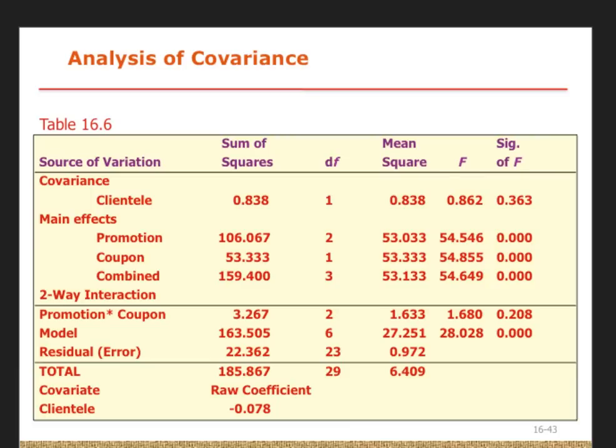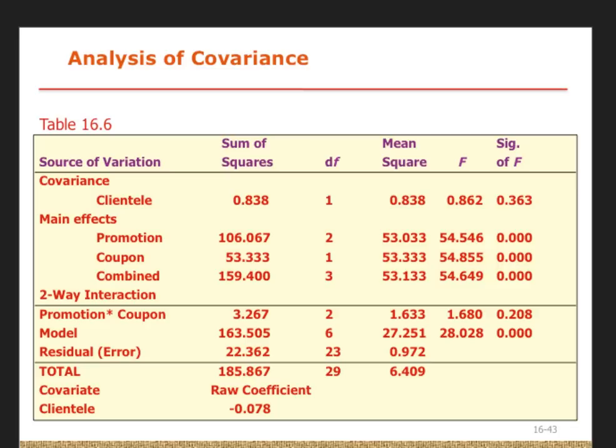Again, we'll use the illustration of the department store experiment. Suppose that we wanted to determine the effect of in-store promotion and couponing on sales while controlling for the effect of clientele affluence. It is felt that the affluence of the clientele may also have an effect on sales of the department store. The dependent variable consists of store sales.